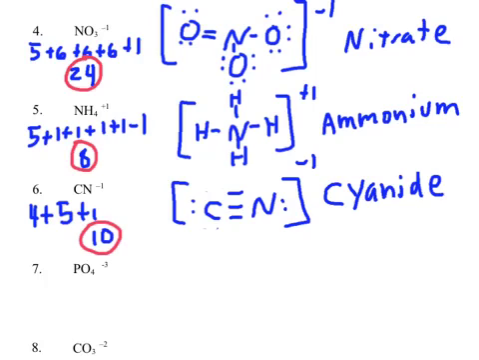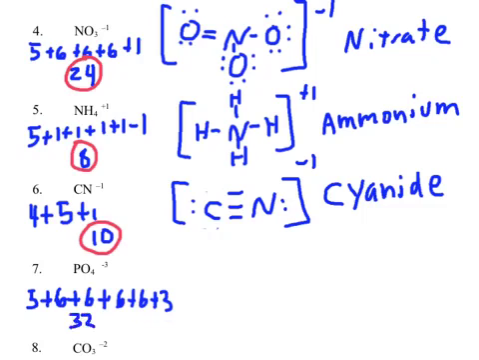Okay, now here we have phosphate. So we got phosphorus, which has 5, plus oxygen has 6. That's a 6. And we have 4 of those. Plus, we have a -3 ion, which means we have to add 3 more electrons. So what that gives us then, I hope I get my math right here, we have 6 and 6, that's 12, 24, plus 5, that's 29, plus 3 is 32.